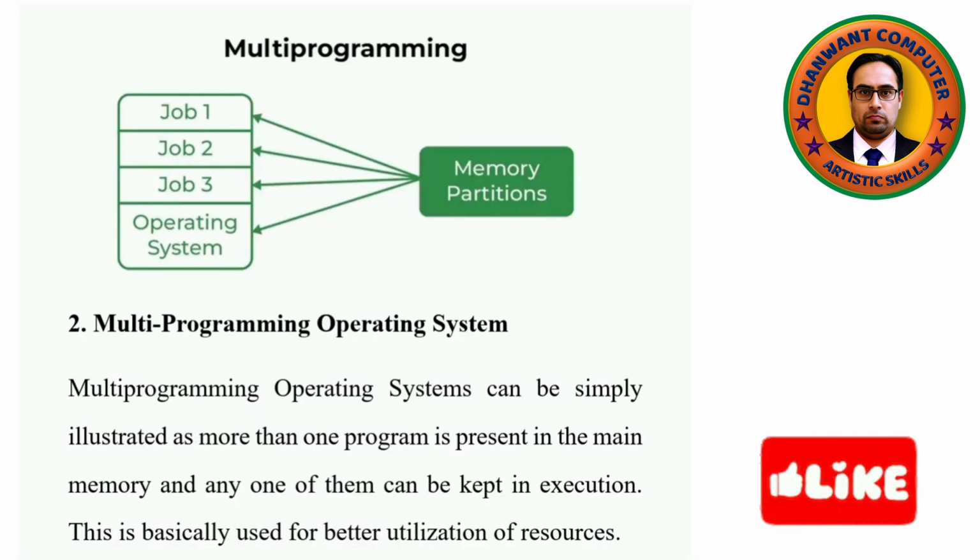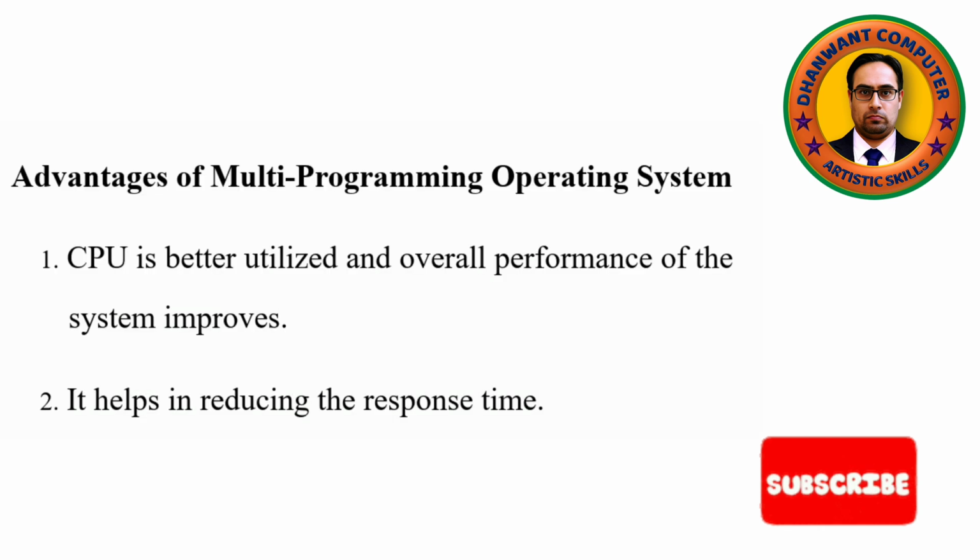2. Multiprogramming operating system. Multiprogramming operating systems can be simply illustrated as more than one program is present in the main memory and any one of them can be kept in execution. This is basically used for better utilization of resources.